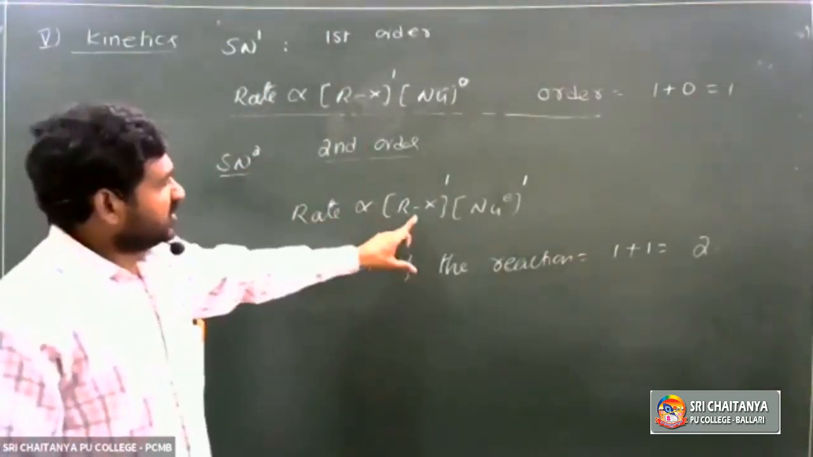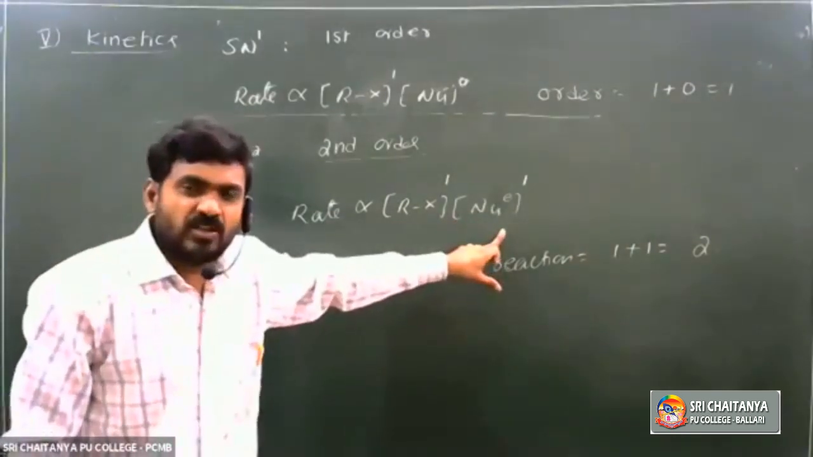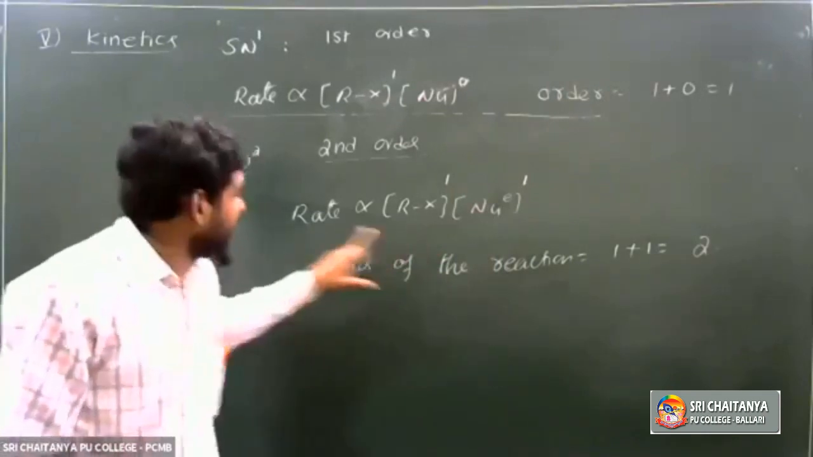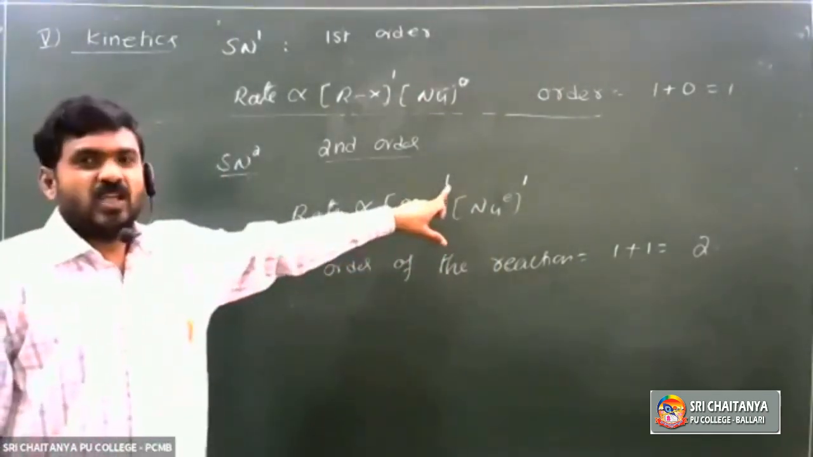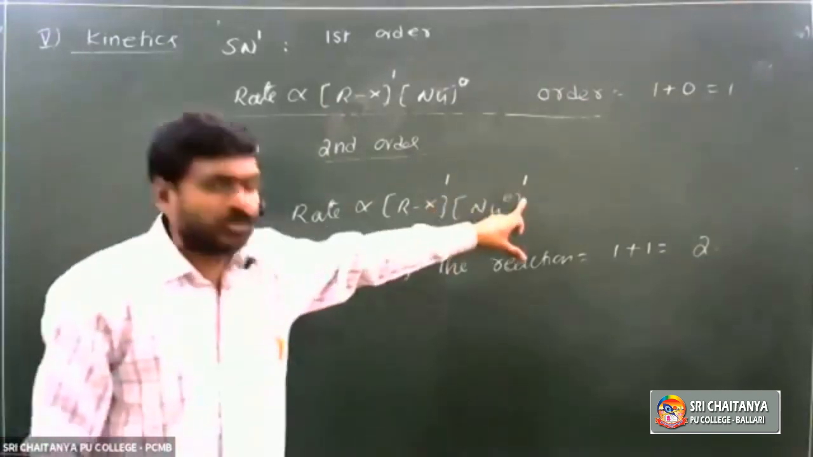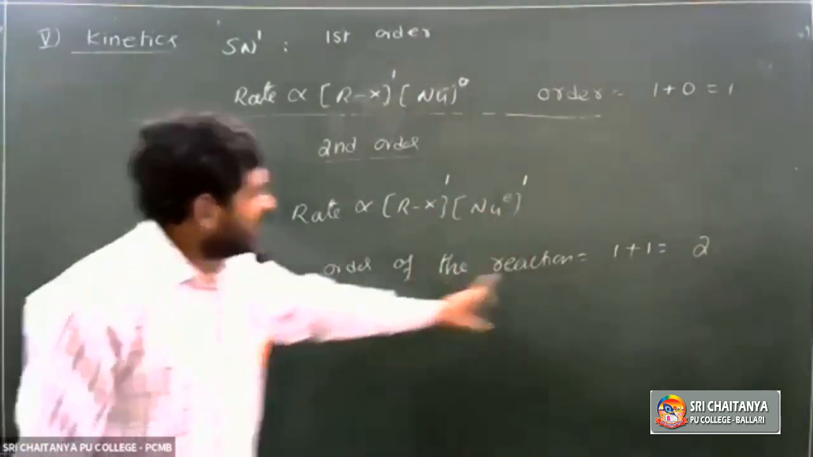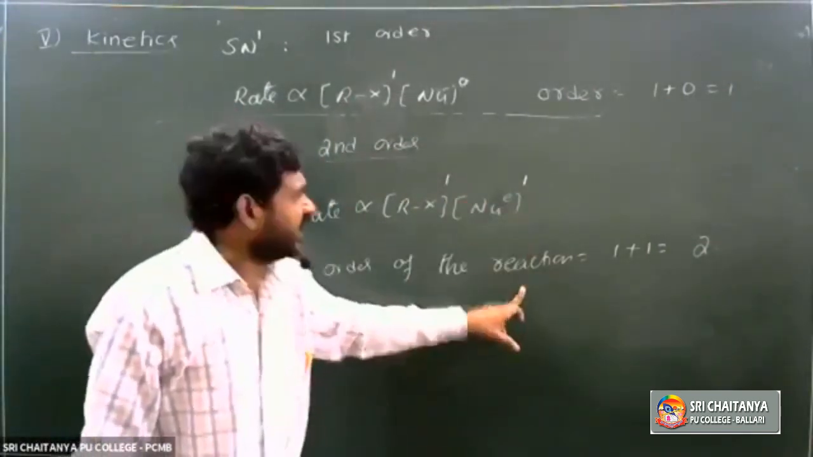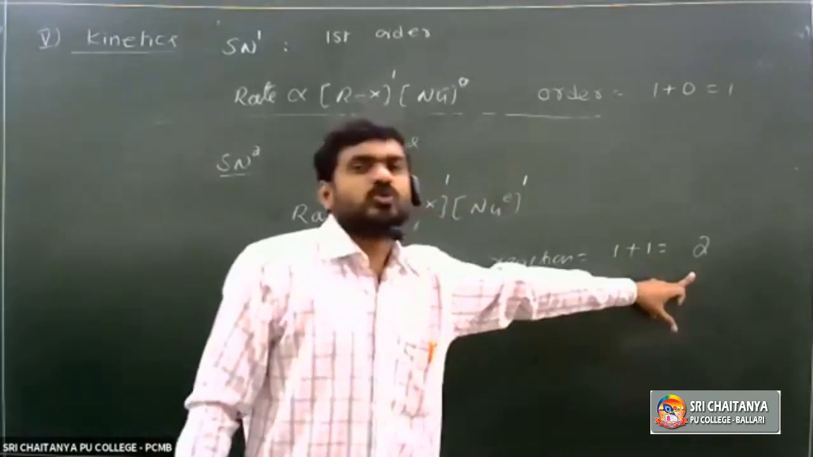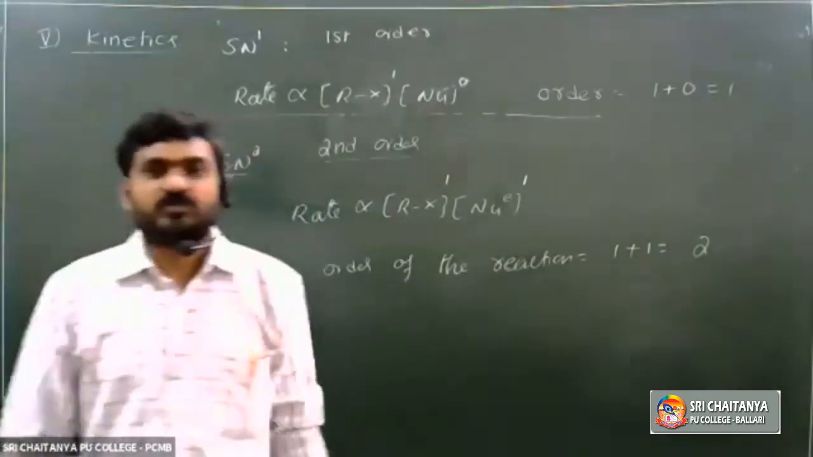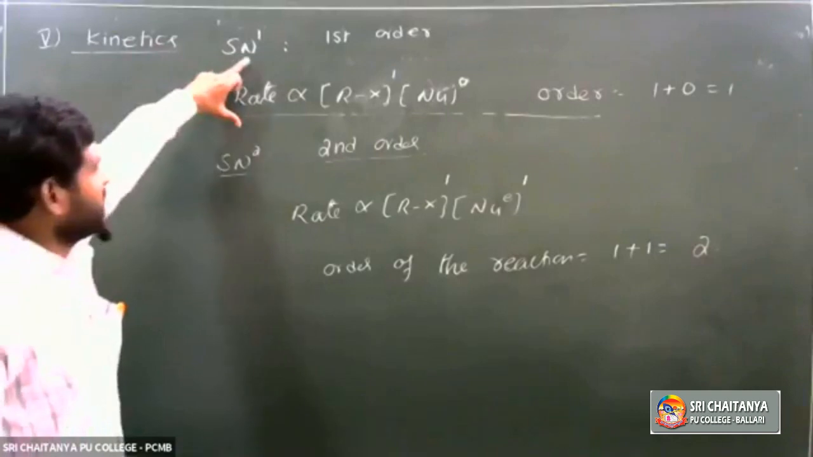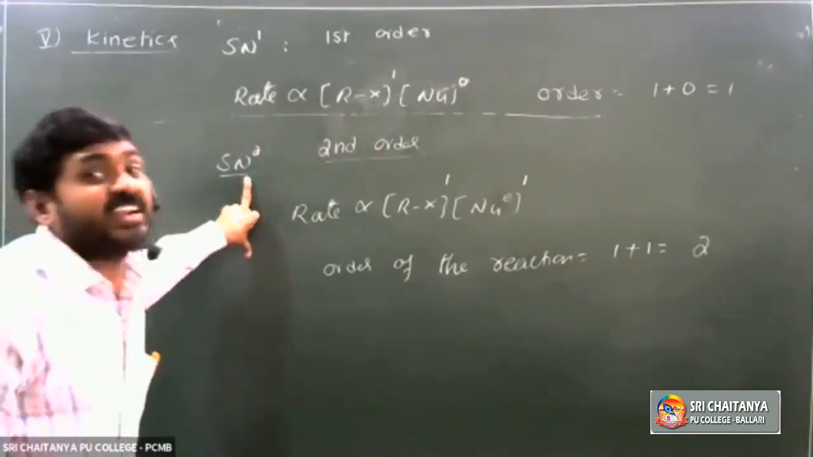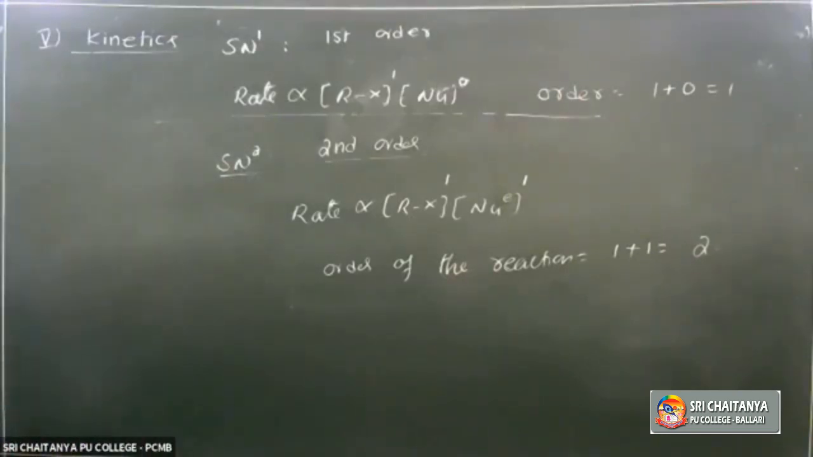SN2 depends on concentration of alkyl halide and nucleophile. Okay, now it is very important. What is the order with respect to alkyl halide in SN2 reaction? 1. Order with respect to nucleophile is also 1. What is the overall order of the reaction? Sum of the powers of concentration terms is called order. So 1 plus 1, so 2. So SN1 reaction follows first order kinetics. SN2 reaction follows second order kinetics.